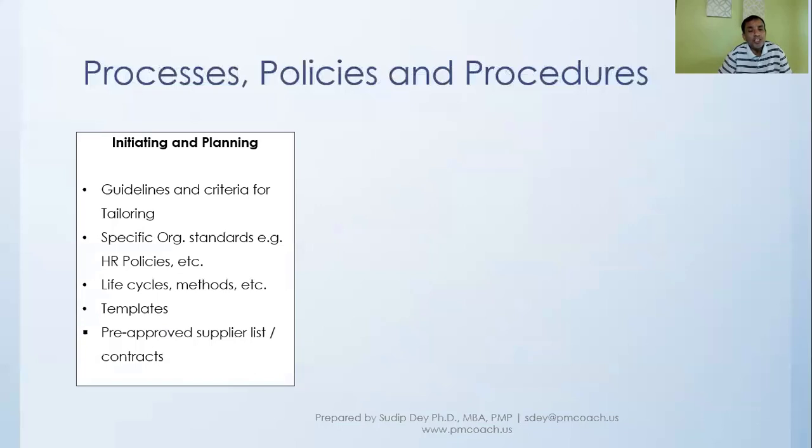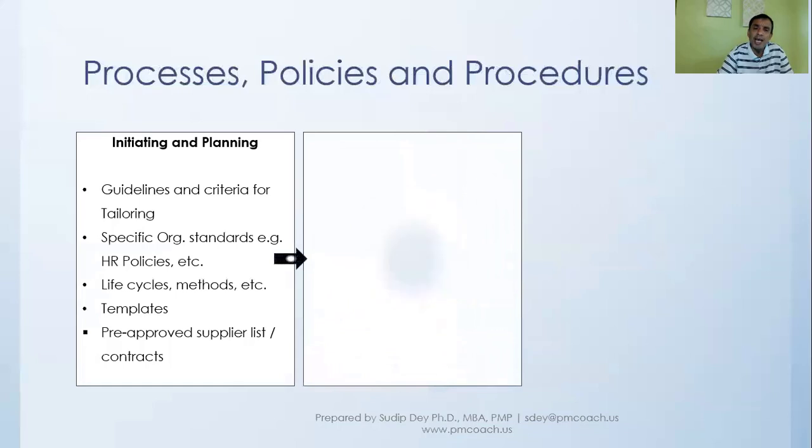Then in many organizations there might be a pre-approved supplier list or contracts. So let's say you want to get some supply or you want to have a contract, you can go only from that approved list. You cannot go to someone outside that list. And if you really want to go to someone outside the list, you might have to go through different processes altogether. So this pre-approved supplier list will help you jumpstart when you really want to get a supplier to provide you something in your project.